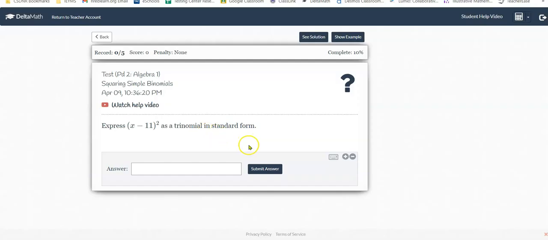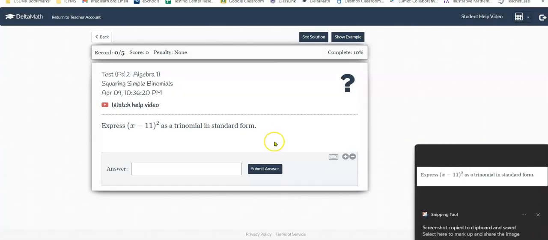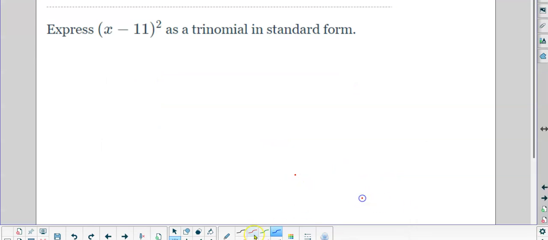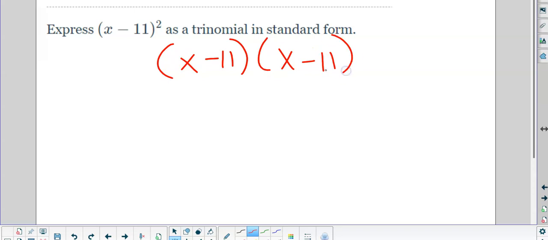So the next one asks you to square a binomial, and there is a shortcut to this if you'd like to use it, but it might not be what you think it is. You can't just distribute this squared sign and think you square x and you square 11 and you're done, because technically x minus 11 squared means x minus 11 times x minus 11. Double distribute here.